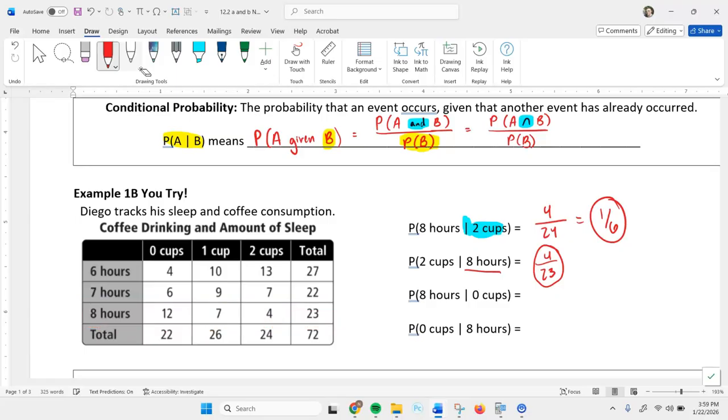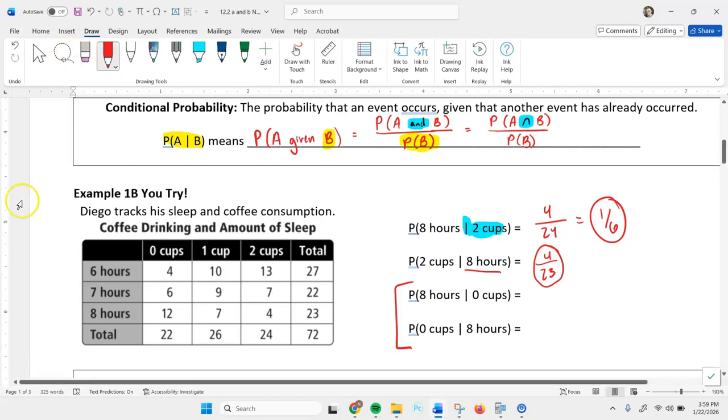So what I want you guys to do is pause the video and try these two on your own. Try those two and then hit play when you're ready to check your answer.